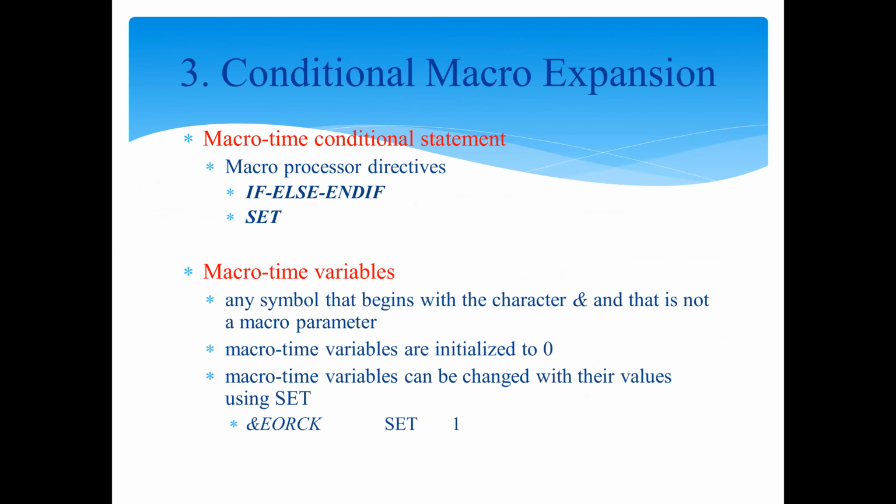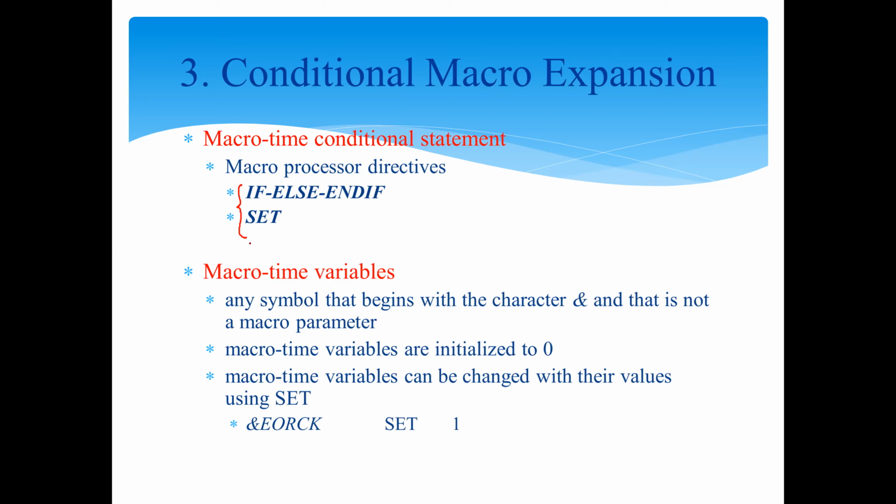So macro gives you conditional statements. Okay, macro gives you ways in which you can represent conditional statements. For that, you have macro processor directives: if, else, endif, and set. So please note that these are macro processor directives. We have learned many assembler directives, right? Similar to that, if, else, endif, and set are conditional statements which are macro processor directives.